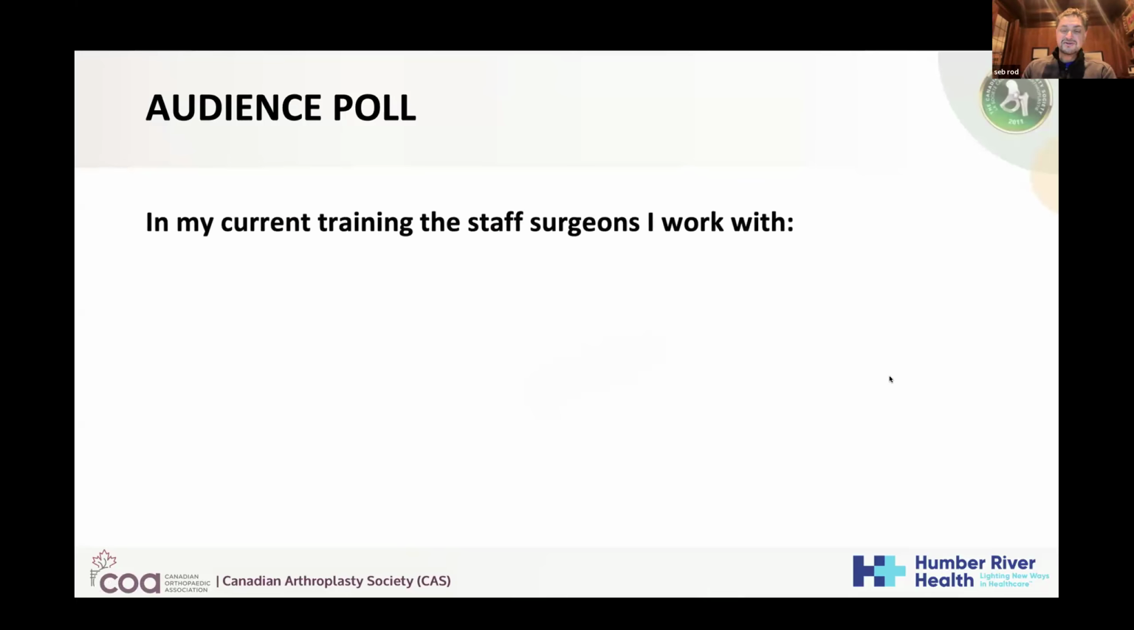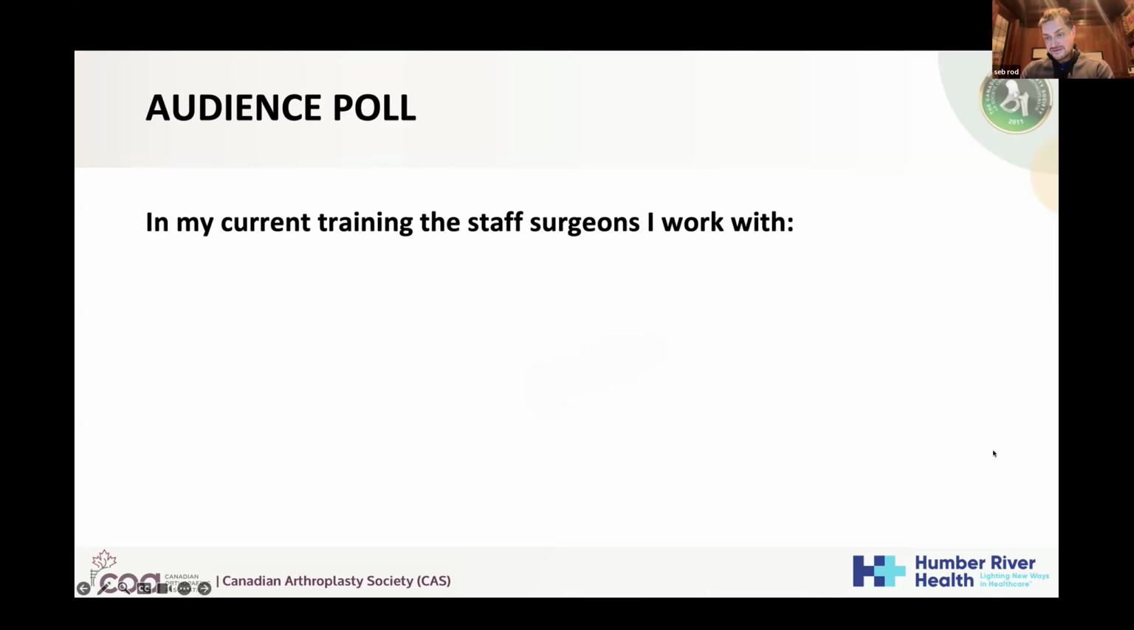As residents, when you're training with your staff, if they were offered additional hip technology, would they love to use it but don't have access to it, or do they actually use it? Would love to use it but don't have access. They're aware of it, but they say they don't need it because they're just that good. Or again, they don't even have any idea of what I'm talking about. All right, so at least half of you are working with people that would like to have access to technology.